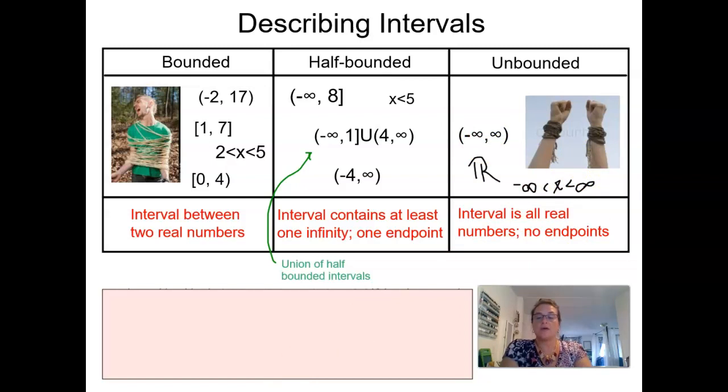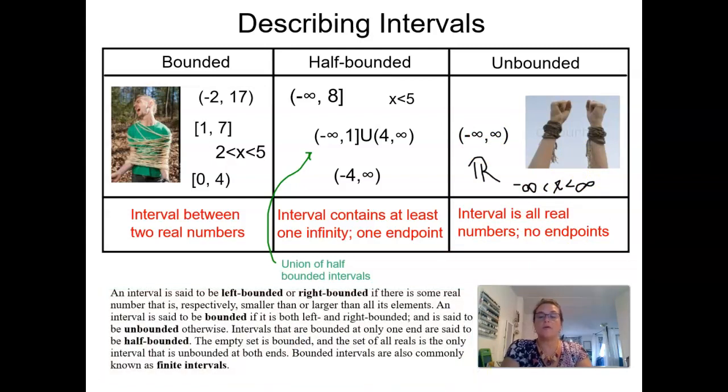Okay, so for your notes then, there's a snippet here directly from the textbook. An interval is said to be left-bounded or right-bounded if there is some real number that is respectively smaller or larger than all of its elements. These are the left bound and the right bound in this interval.